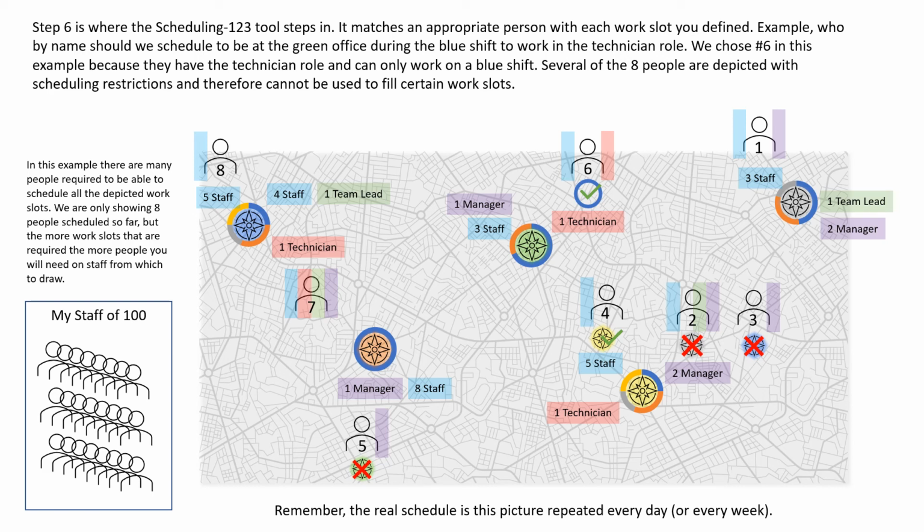And you can go around the board and see where we've picked certain employees. We've only chosen 8 in this example, but remember we're fulfilling hundreds of work slots, so we're going to use up a lot of our staff of 100 here to fill out this day. And then this picture here is going to be repeated every day of the week for weeks and weeks and weeks. So we're trying to assign a lot of employees all over the place and take into account all their scheduling restrictions.